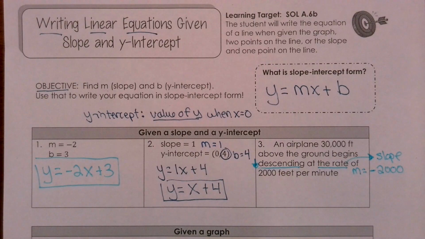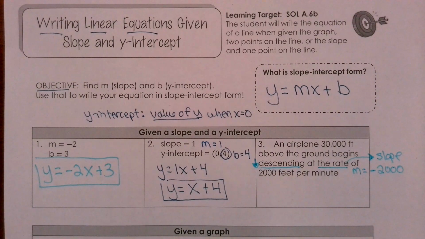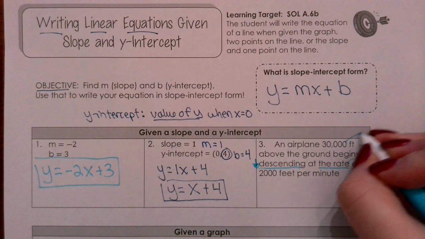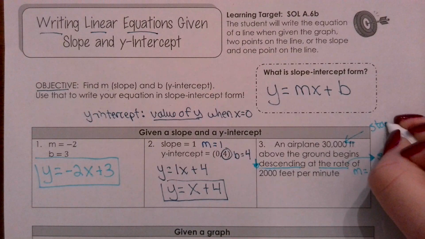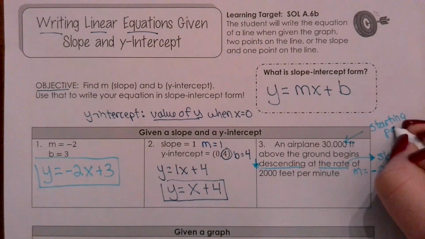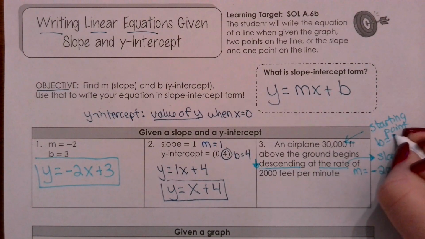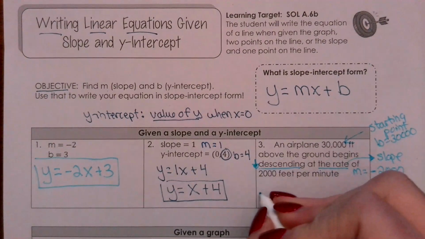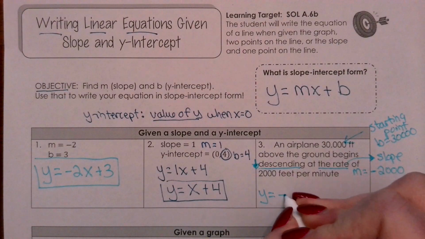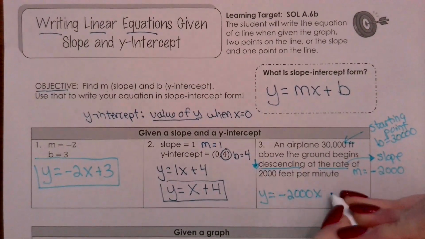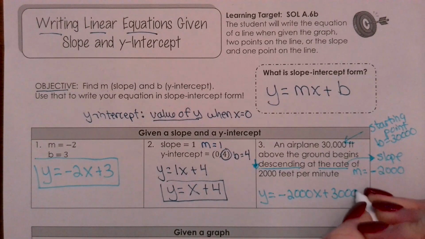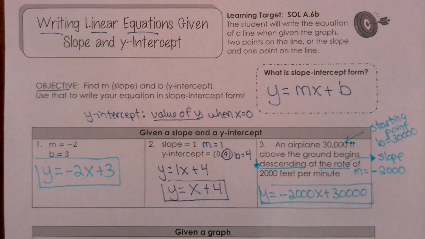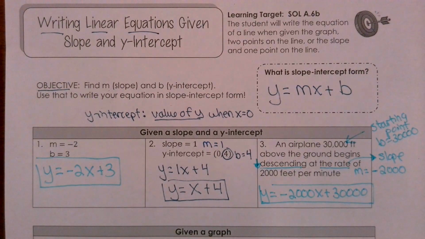So now I have to think about what is b, where b is that point on the y-axis, the starting point. Well, the airplane is starting at 30,000, so b equals 30,000. I'm ready for my equation. y equals negative 2,000x plus 30,000. And that equation represents how the plane will descend.